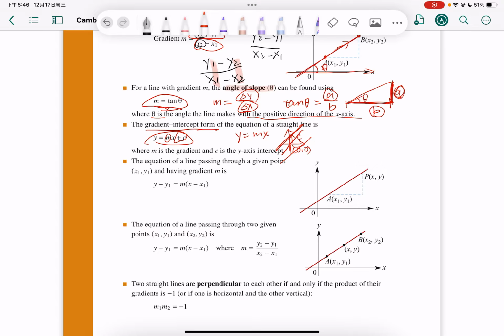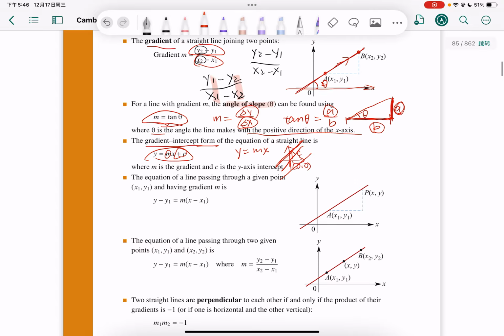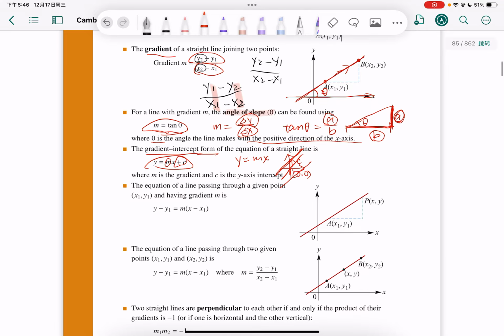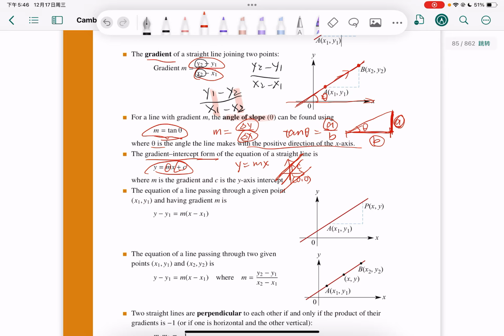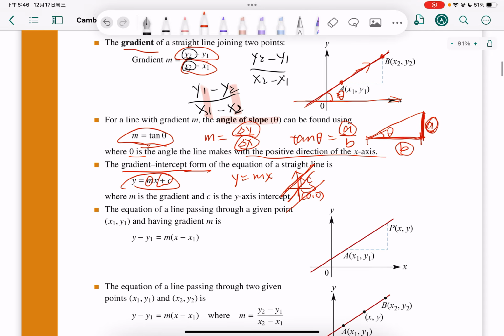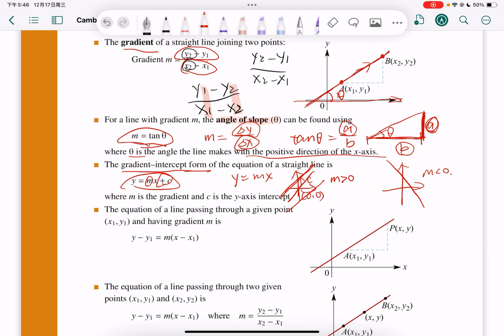And that represents all the possible straight lines we can have. If m is greater than 0, so m is positive, the line is increasing. If m is negative, the line is decreasing. M smaller than 0. Okay.